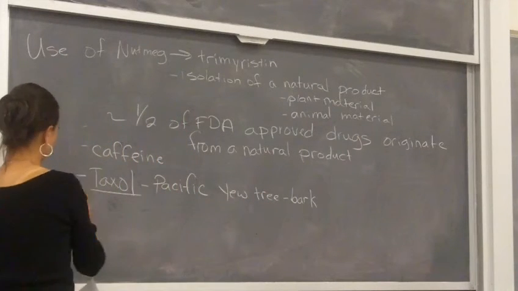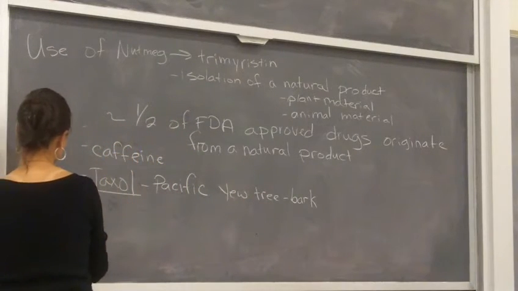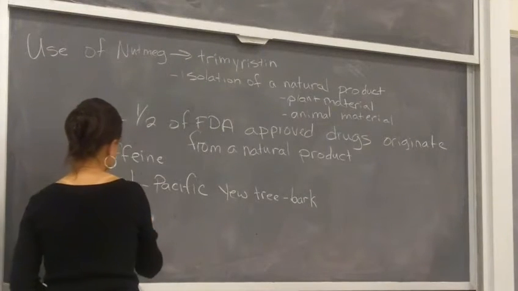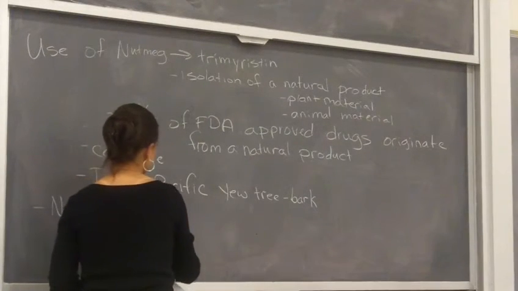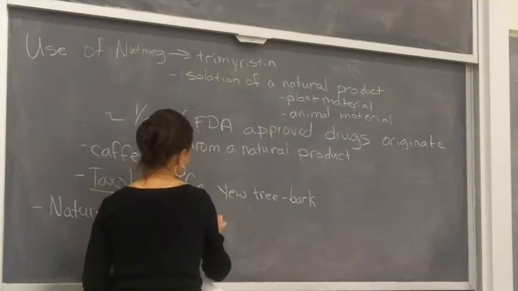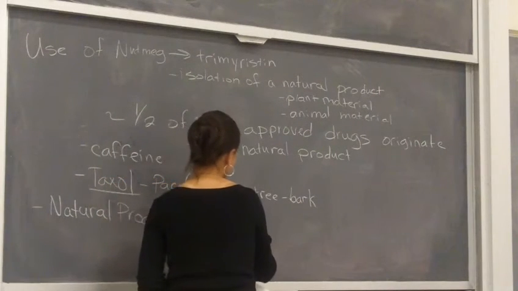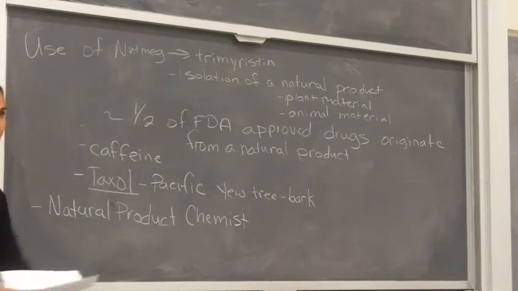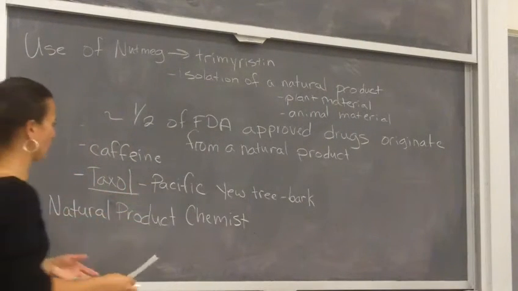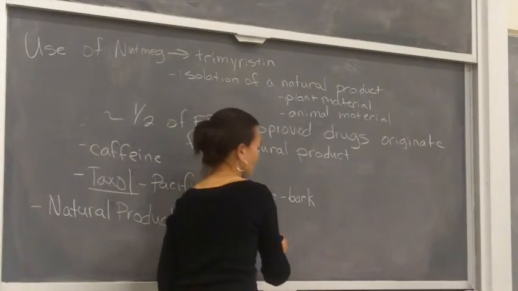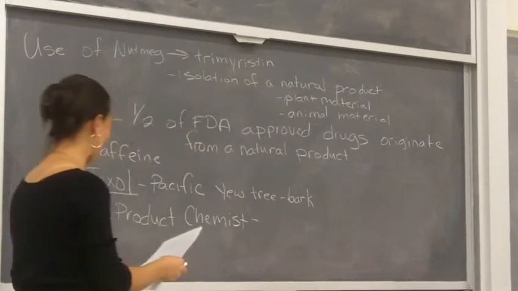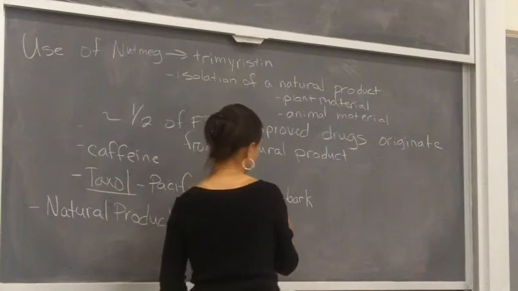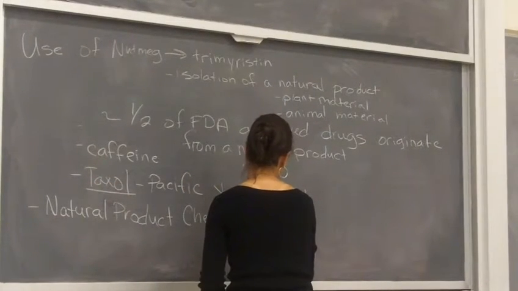But a person that would go through this process is a natural product chemist, okay? And so they're not just going out into nature and taking things and extracting things out. There's a process that they have to go through to figure out if they're finding something that is really useful or not. So first of all, the first part is they have to extract.